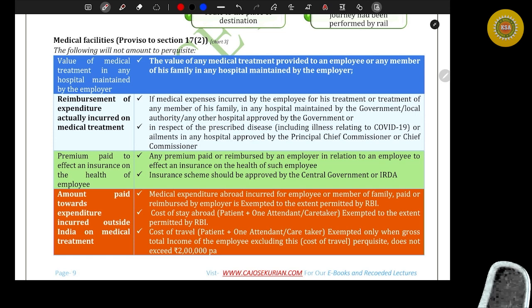Can you read the third point? Premium paid to effect an insurance on the health of the employee. Any premium paid or reimbursed by an employer to effect an insurance on the health of the employee. The insurance scheme should be approved by the central government or IRDA. What is IRDA? Insurance Regulatory and Development Authority. Very simple. Without IRDA approval, nobody can run an insurance business in India.